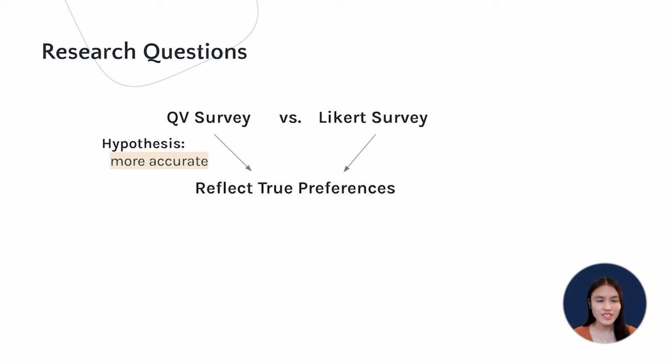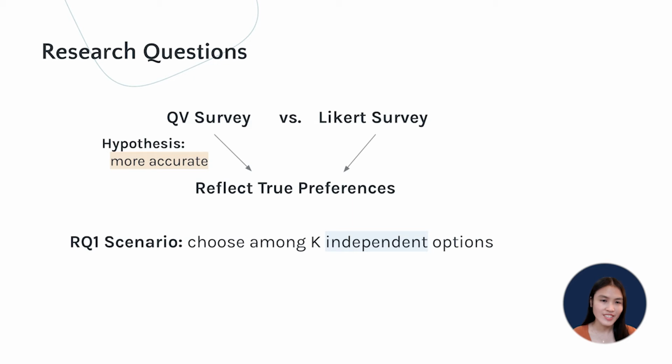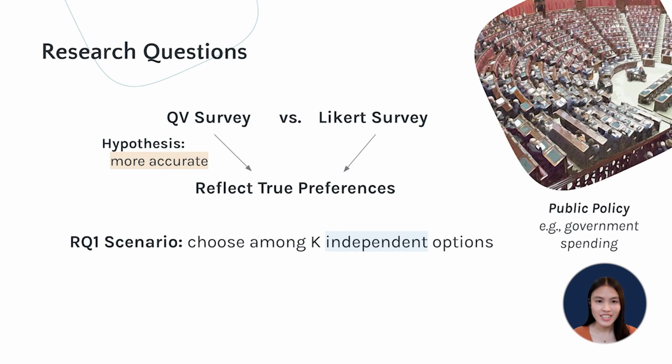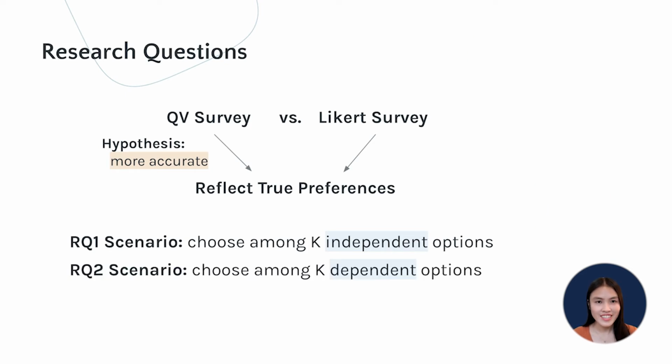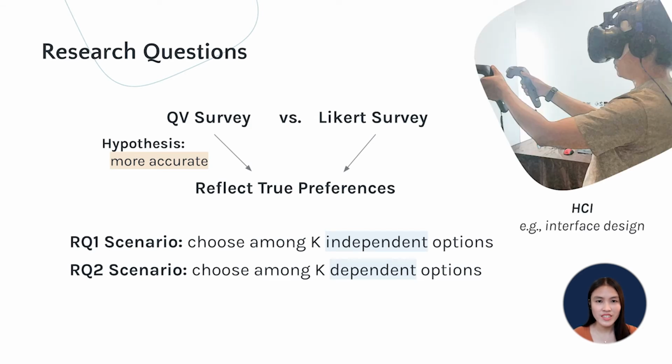We examine the hypothesis in 2 scenarios. The first case is when choosing among k independent options under resource constraints. This is common in public policy decisions, such as deciding which projects to fund, given a limited budget. The second case is when choosing among k dependent options that jointly contribute to the same topic. This case is prevalent in HCI, for example, prioritizing different features of an interface that interact with each other under limited bandwidth or space. We conducted an experiment for each of the 2 scenarios.